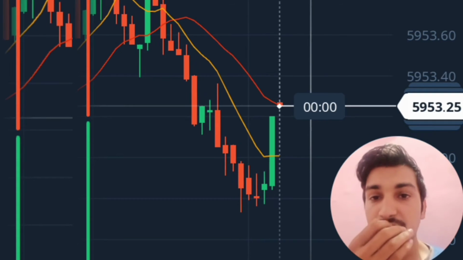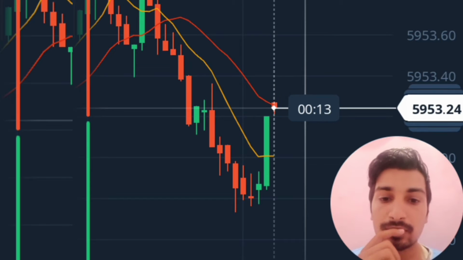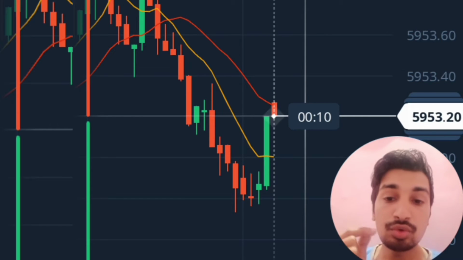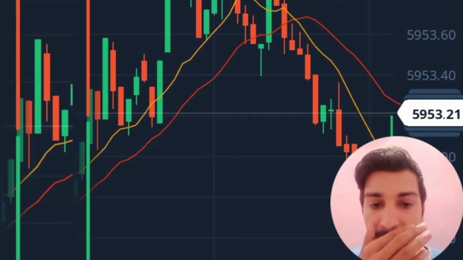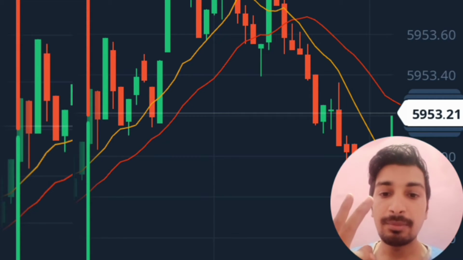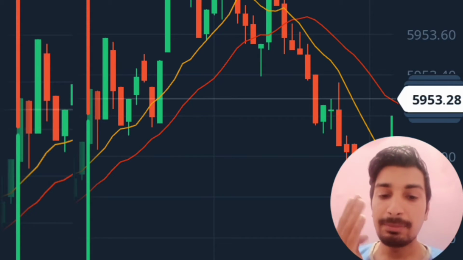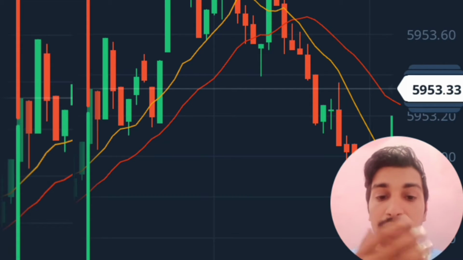So there are different types of crossover. There's something called as golden crossover. In golden crossover, what happens, you use a 200 period moving average. Here, just like I have used 10 period and 20 period moving average, you use a 200 period moving average and a 40 period moving average. So that is called the golden crossover.